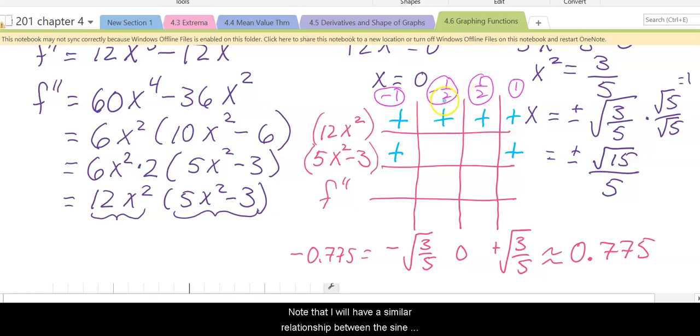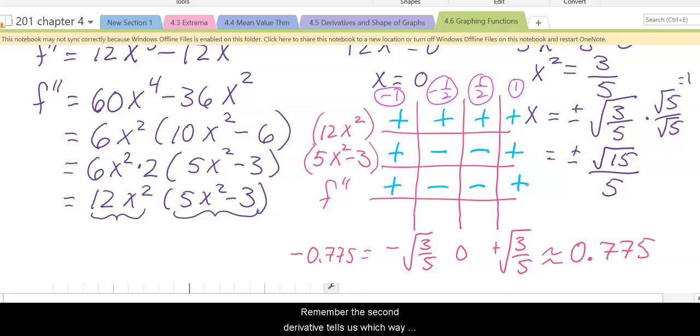Note that I will have a similar relationship between the sign of 5x squared minus 3 at -1/2 and at +1/2. You may want the calculator to help you a little bit on this one as well. 1/2 squared is 1/4. 5 times 1/4 is 5/4 or 1.25. 1.25 minus 3 is definitely negative. That means both of those are negative. Since these factors are multiplied together to give me the second derivative, I can multiply their signs to find the sign of the second derivative.